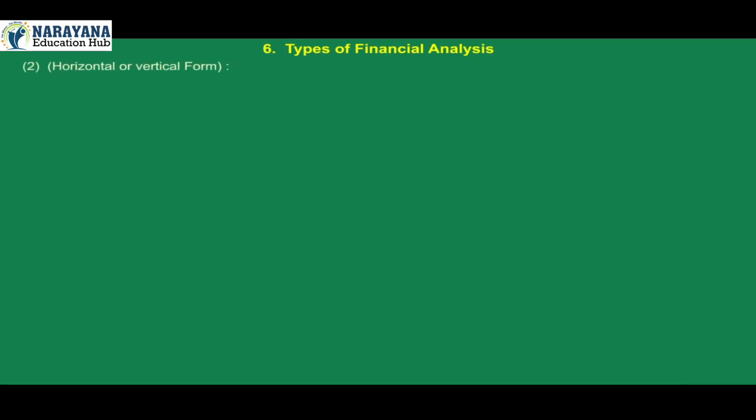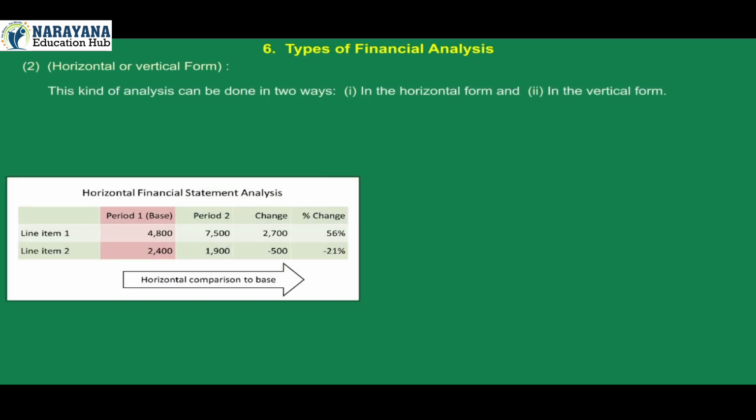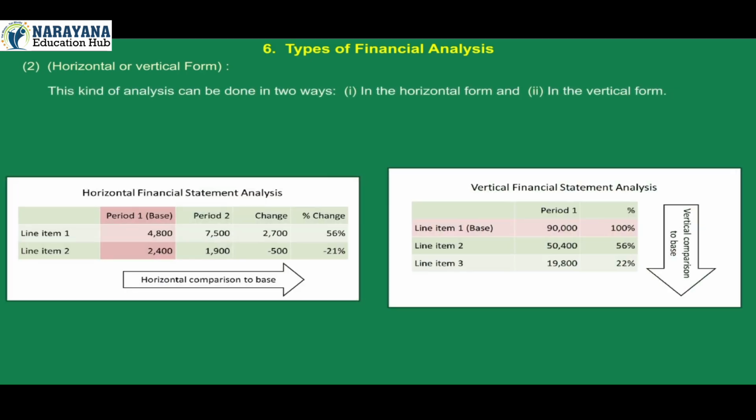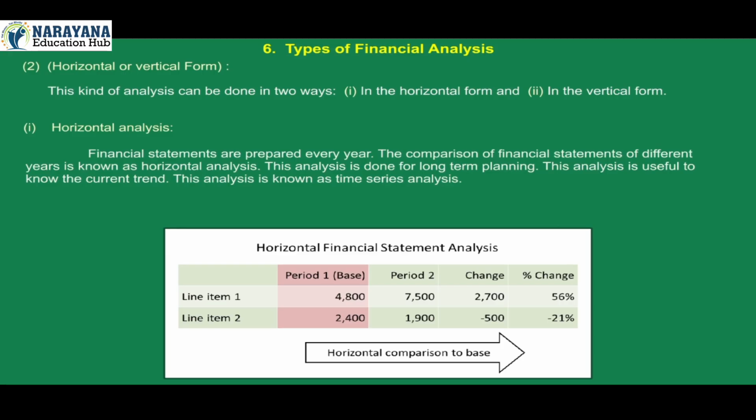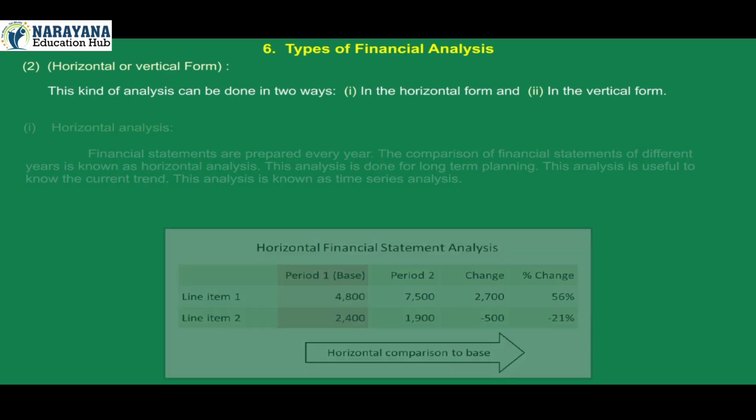2. Horizontal or vertical form. This kind of analysis can be done in two ways: 1. In the horizontal form and 2. In the vertical form. 1. Horizontal analysis. Financial statements are prepared every year. The comparison of financial statements of different years is known as horizontal analysis. This analysis is done for long-term planning. This analysis is useful to know the current trend. This analysis is known as time series analysis.